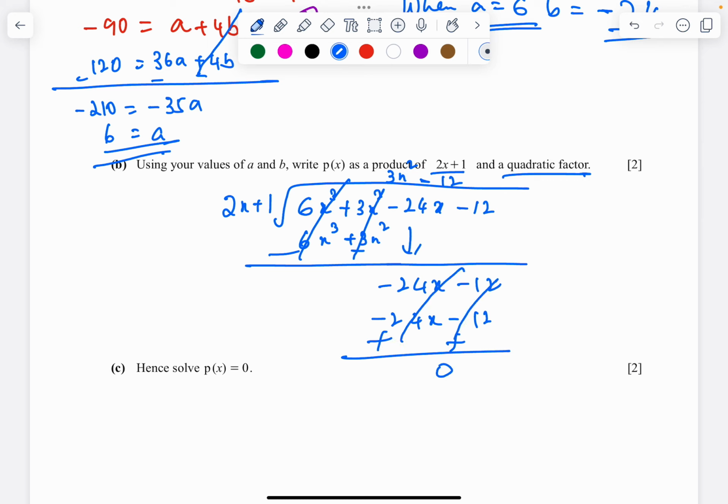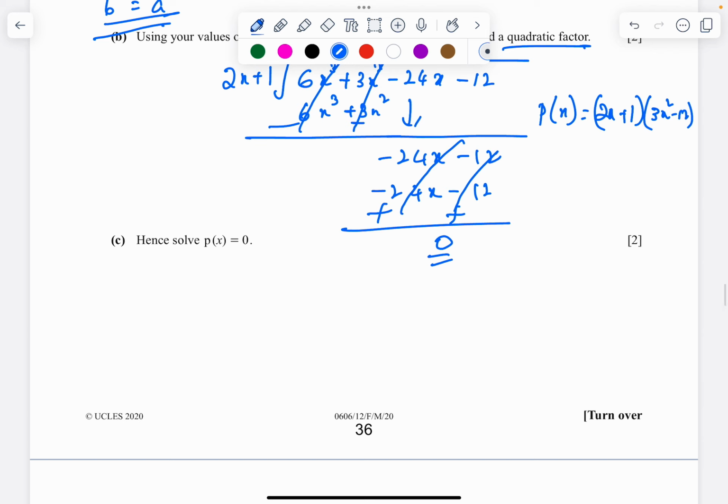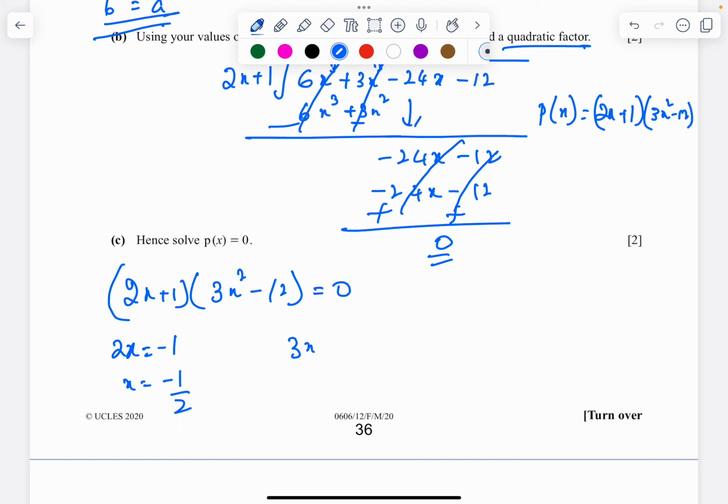Then it cancels. You will get p of x equal to 2x plus 1 times 3x squared minus 12. So hence solve p of x. So 2x plus 1 times 3x squared minus 12 is equal to 0. So 2x equal to negative 1, x equal to negative 1 over 2. 3x squared equal to 12, x squared equal to 4, x equal to plus or minus 2. So you will have three values, x1 equal to negative 1 over 2, x2 equal to 2, x3 equal to negative 2.